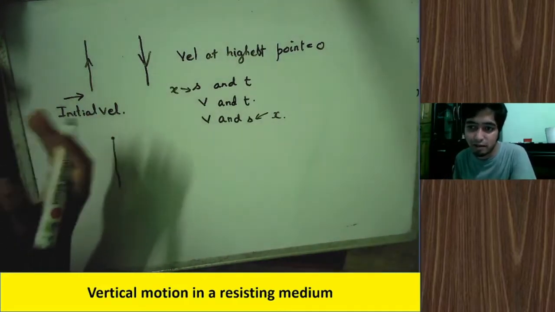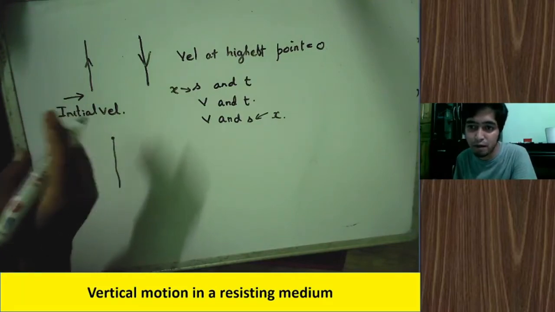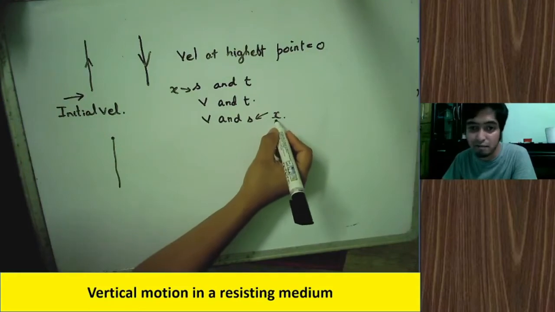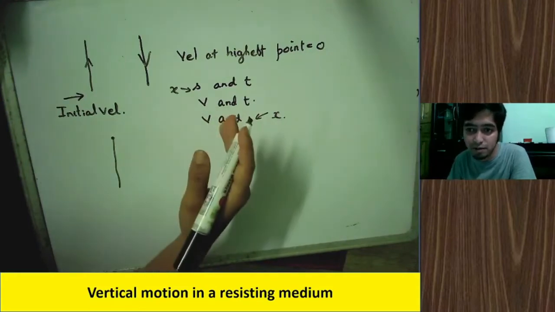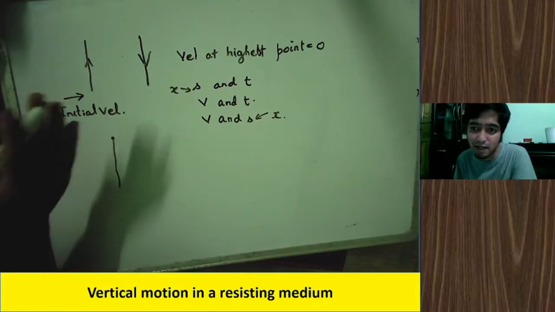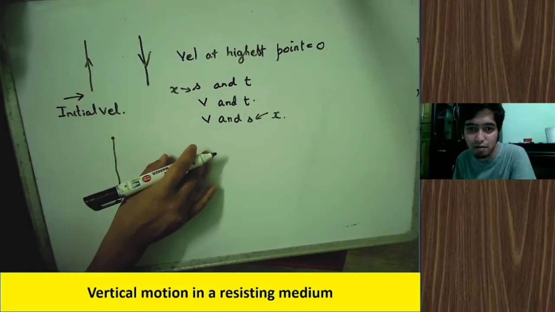According to the books that I am using, this is what they usually do when they are studying vertical motion: instead of S, they use X. For horizontal motion, they use S. Again, it is just a matter of notation. You can use any symbol that you like, either S or X.